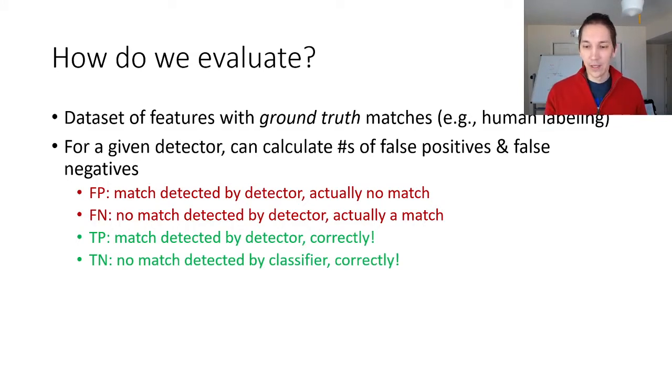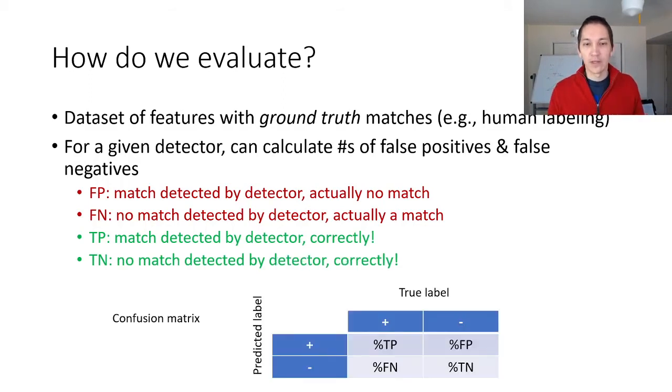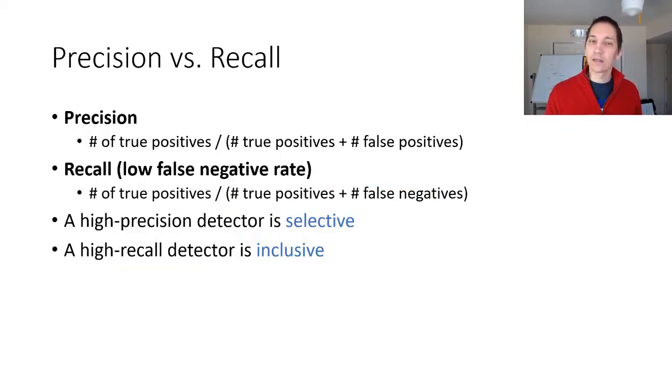So from this ground truth, I can compare the fraction of true positives, fraction of false positives, fractions of false negatives, and fraction of true negatives. And this kind of data can be arranged in a matrix form called the confusion matrix. Now, to summarize the false positive rate and false negative rate, I can actually convert this down to 2 features rather than 4. These are known as precision and recall.